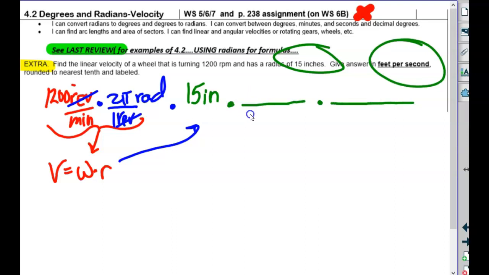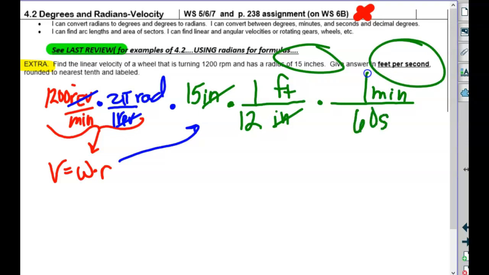Okay. Inches, feet. What do you know? 12 inches is 1 foot. And that gets rid of inches. Now I have feet and minutes, but I want seconds. Where does minutes need to go? 1 minute is 60 seconds, so now minutes cancels. My labels are radians, feet, and seconds. The radians will disappear and you'll get feet per second.